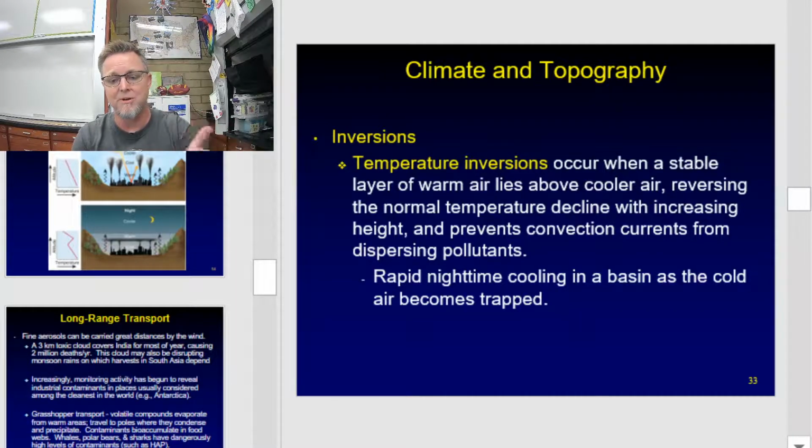So this reverses the normal temperature decline with increasing height and prevents convection currents from dispersing pollutants. This is something that happens a lot in the Central Valley, especially in the winter months. You'll get a cloud layer on top of cold air that's at ground level, and it just traps all of our pollution. We get really, really bad air quality during the winter months as a result.